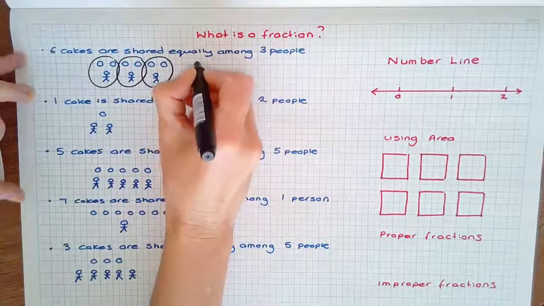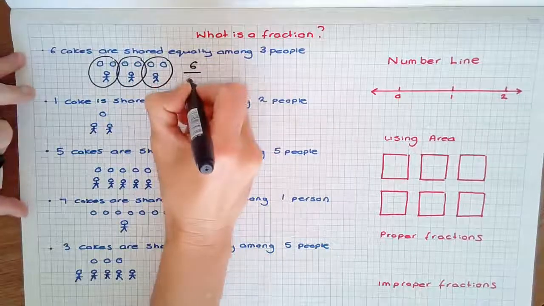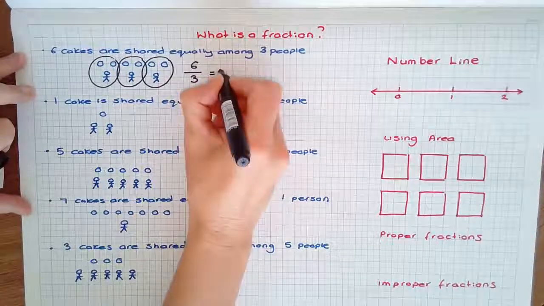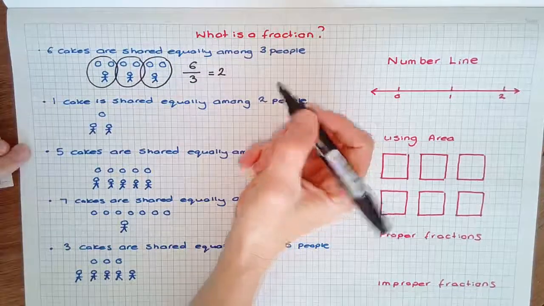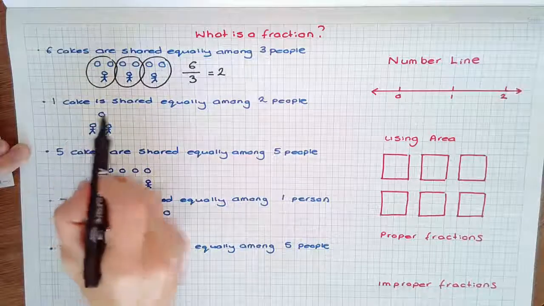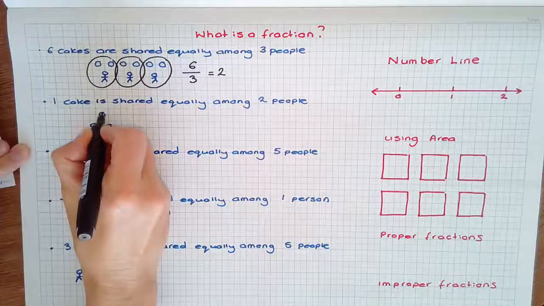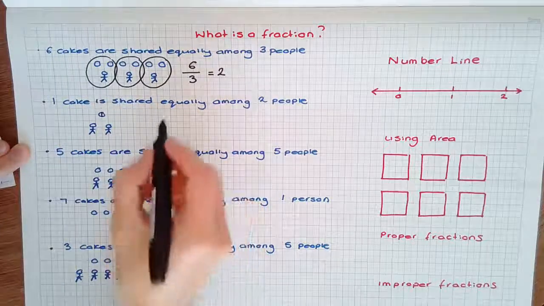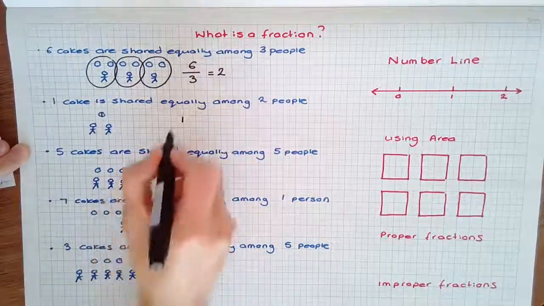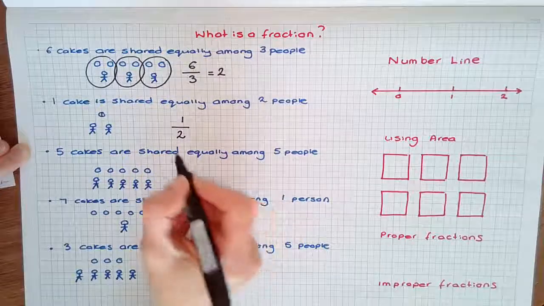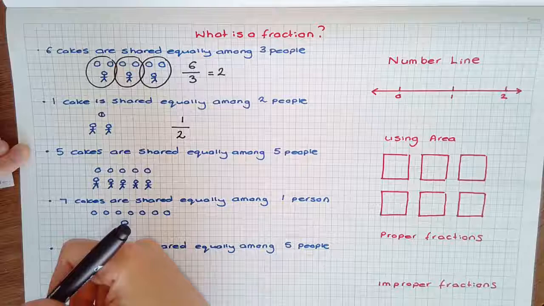So that is 6 cakes are shared equally among 3 people. Each person would get 2 cakes. Now suppose 1 cake is shared equally among 2 people. Each person would get half a cake. That is, 1 cake is shared equally among 2 people, so each would get 1/2 a cake.